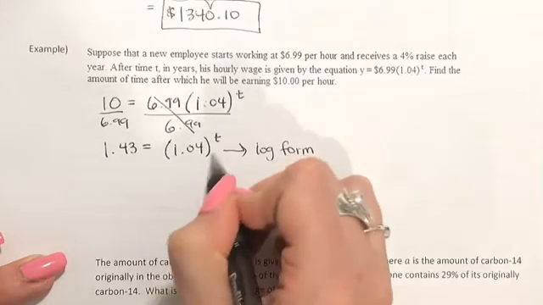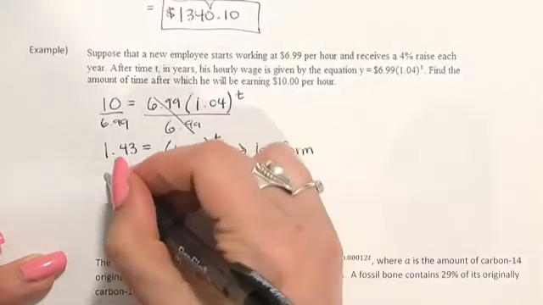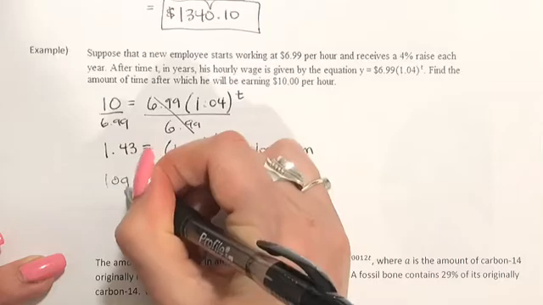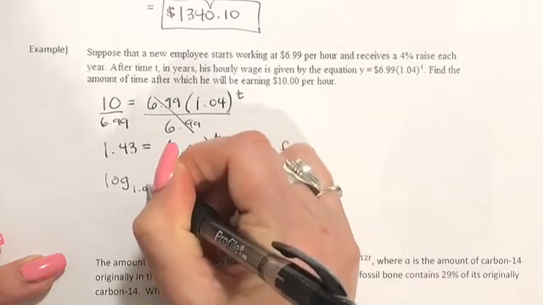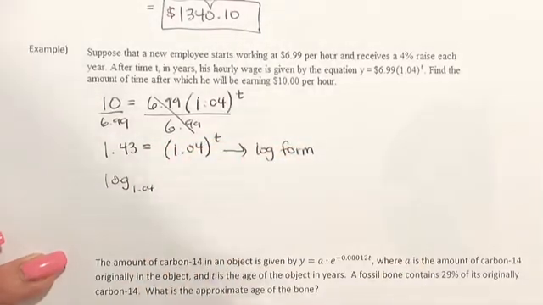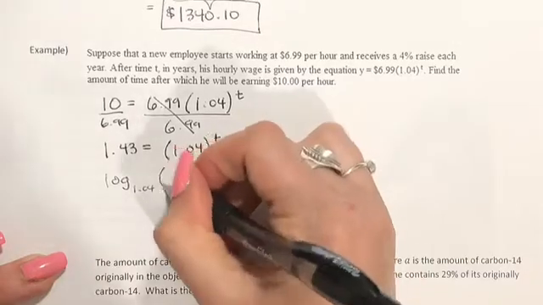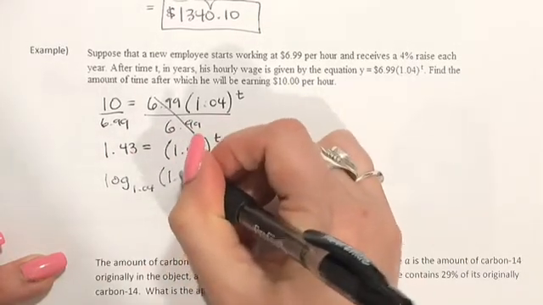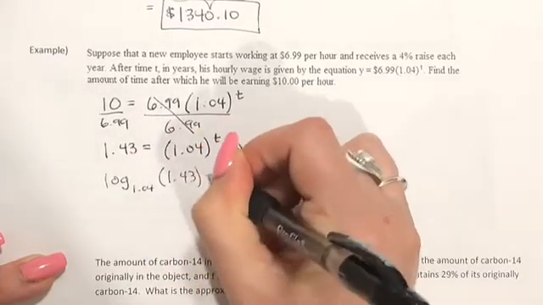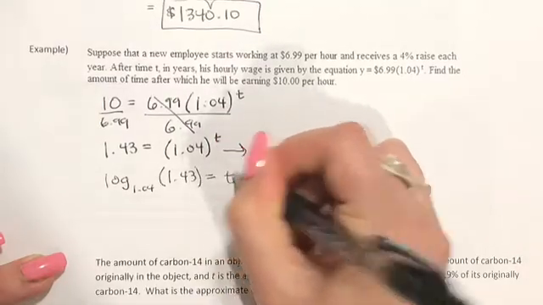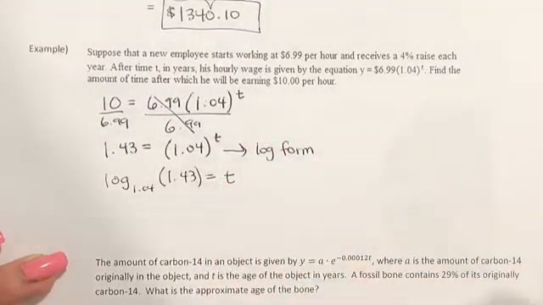So right now the 1.04 is our base. That's going to be the base of the logarithm. So I'd have log of 1.04 as your little subscript. And then this goes on the inside, and then your exponent becomes your answer, which is kind of nice because that's what we're trying to isolate.